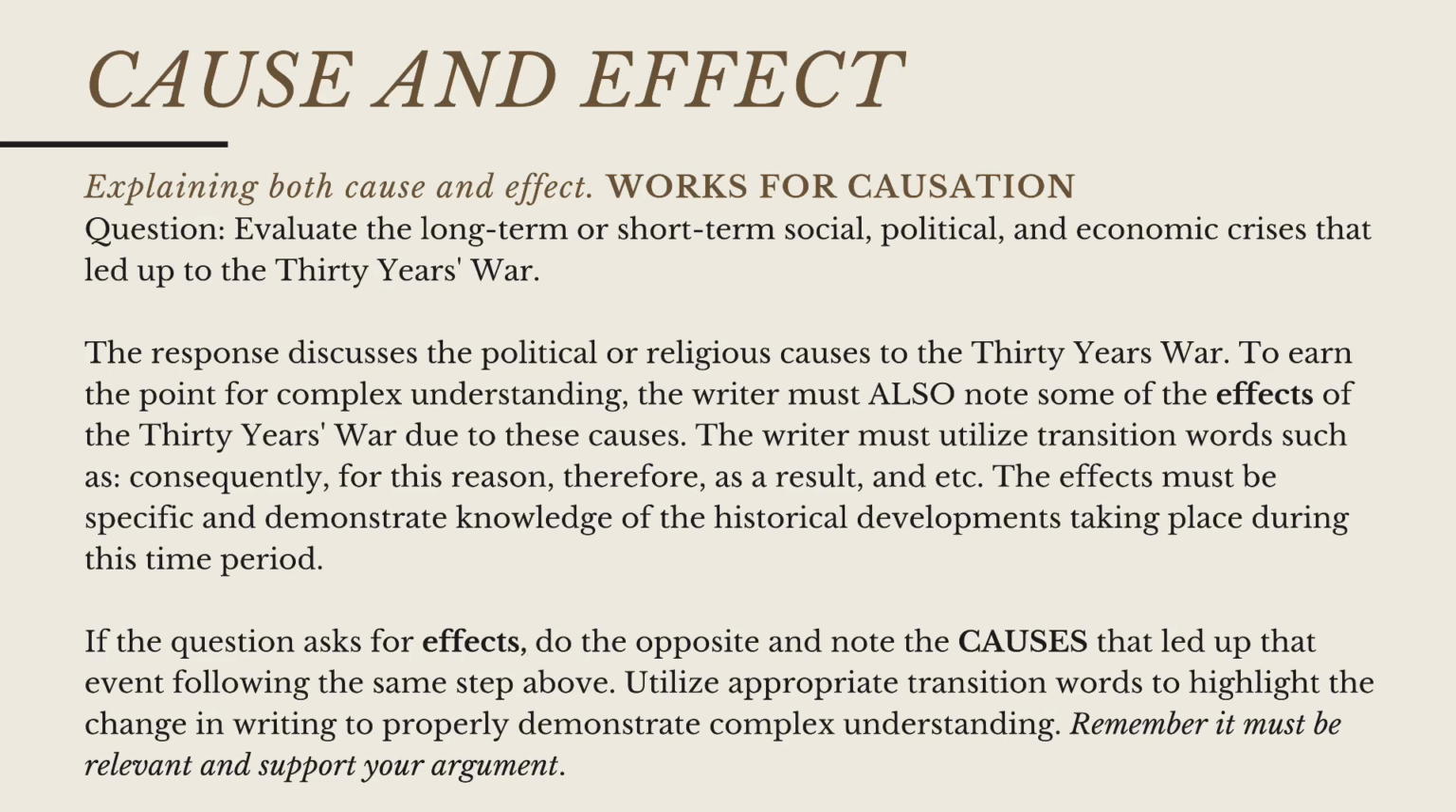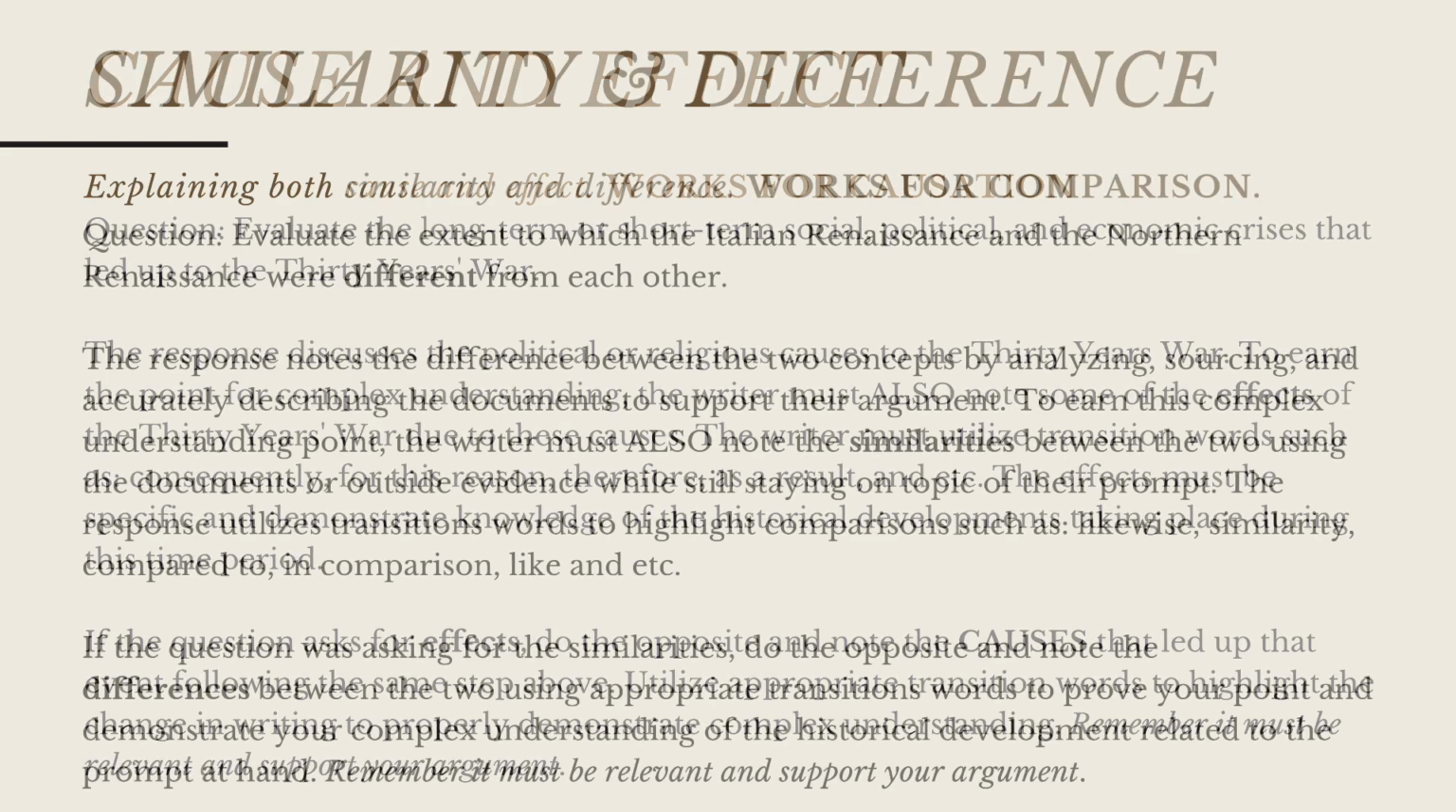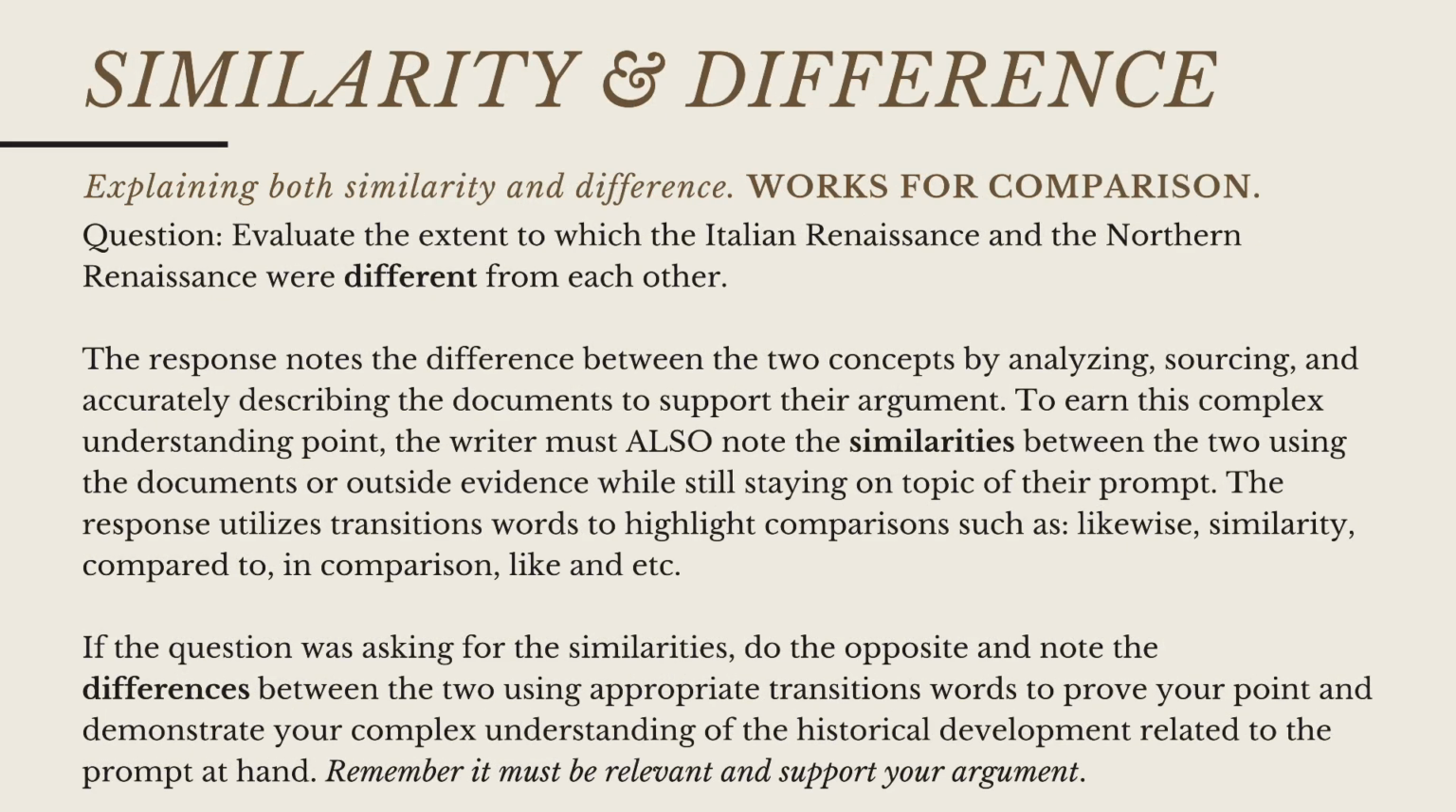The writer must utilize transition words such as consequently, for this reason, therefore, as a result of, and etc. The effects must be specific and demonstrate knowledge of the historical developments taking place during the time period. If the question instead asks for the effects for it, do the opposite and note the causes that led up to it. Utilize the appropriate transition words to highlight the change in writing, and remember, it must be relevant and support your argument.